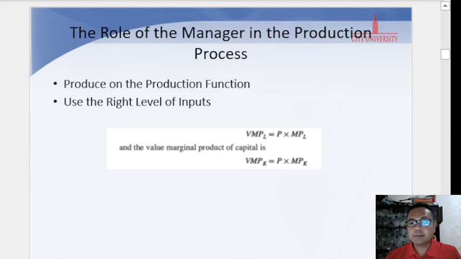is 400. You can see this from this table.